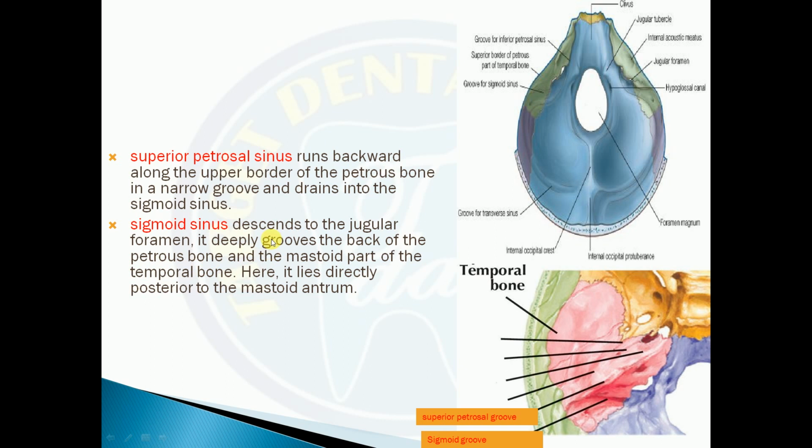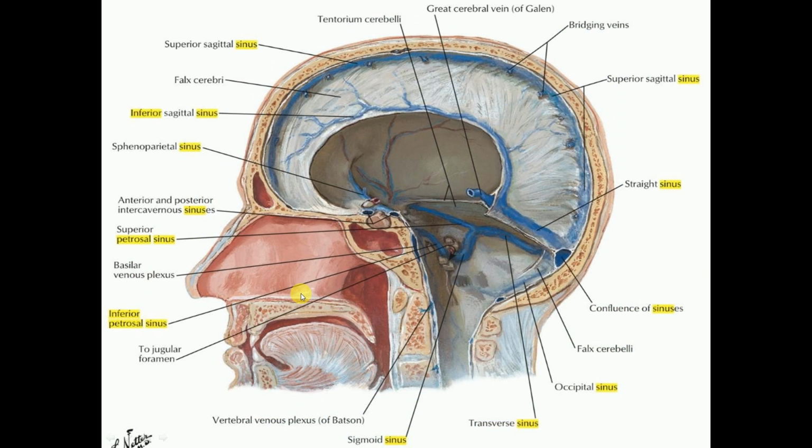Next, the sigmoid sinus descends directly to the jugular foramen. It deeply grooves the back of the petrous bone and the mastoid part of the temporal bone. Here it lies directly posterior to the mastoid antrum.